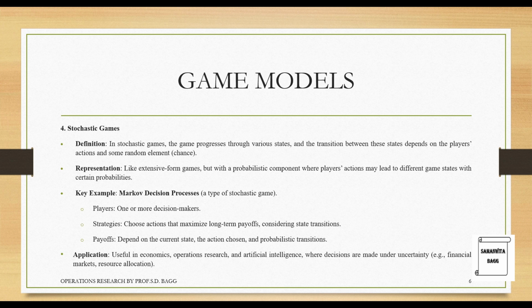The action will be the choice of the agent to make at the current time step. For example, the robot can move its right or left leg, raise its arm, lift an object, or turn left, right, etc. So, this is how a Markov decision process is used to train a robot. It is used in reinforcement learning. Applications: useful in economics, operations research, and artificial intelligence, where decisions are made under uncertainty. Example: financial markets, resource allocation.